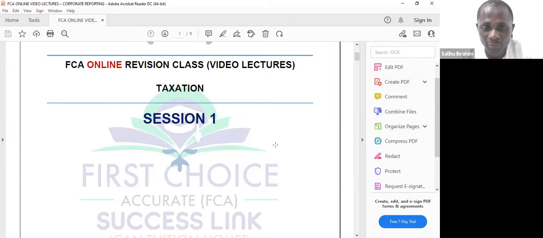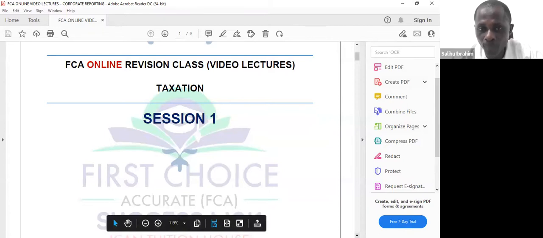So all that I'm going to be doing is going to be Finance Act compliant. After the 2019 edition, we have the 2020 Finance Act, and the recent one we have this year, which is Finance Act 2021.